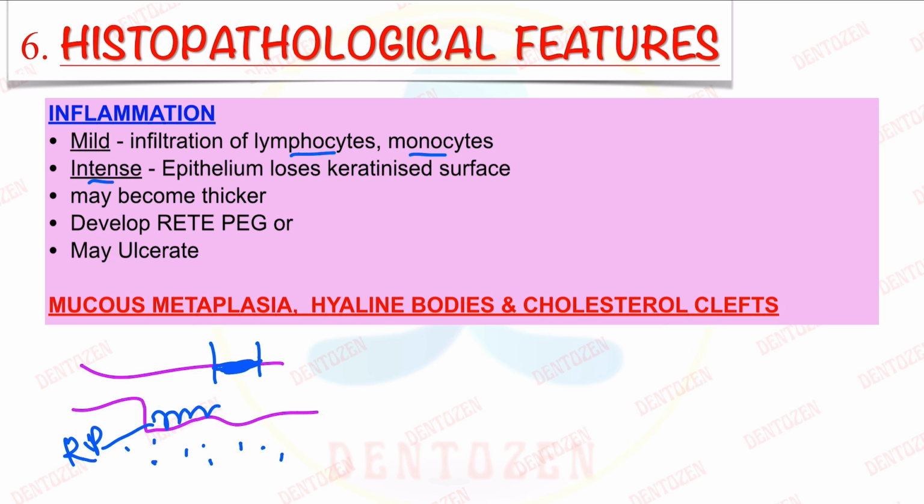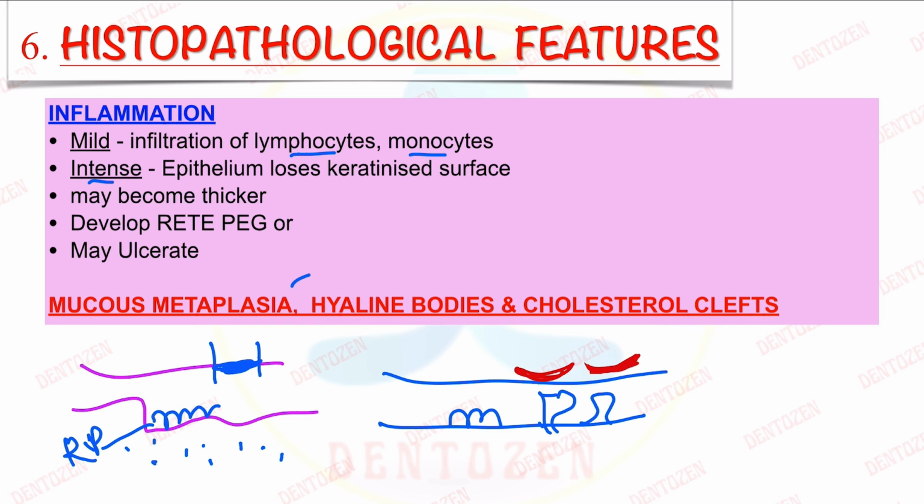Apart from that, you can also see changes in the epithelial lining. It can become mucus cells, so it can show mucus metaplasia. There may be presence of hyaline bodies like this, or there may be presence of cholesterol clefts.